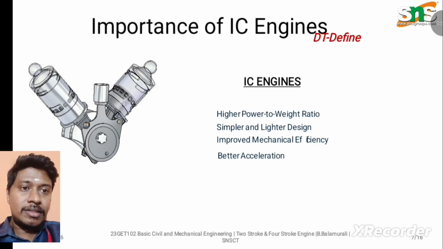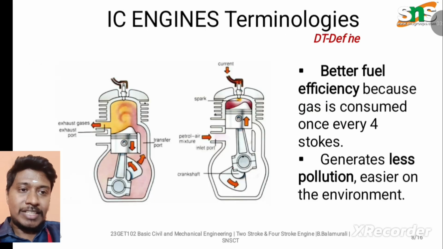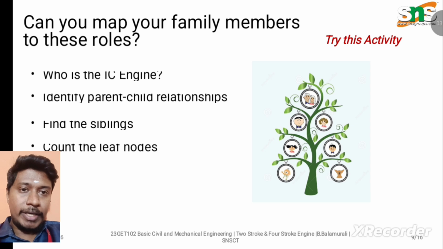Importance of IC engines: a high power to weight ratio, simpler and lighter design, improved mechanical efficiency, better acceleration, better fuel efficiency because gas is consumed once every four strokes, generating less pollution, easier on the environment. Can you find the roadmap for this IC engine? I will explain at the end.